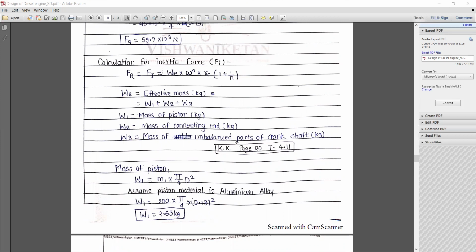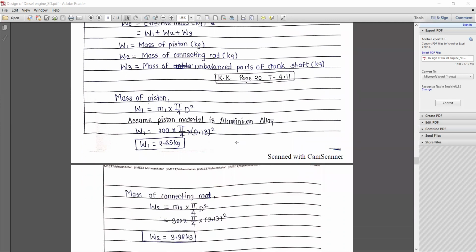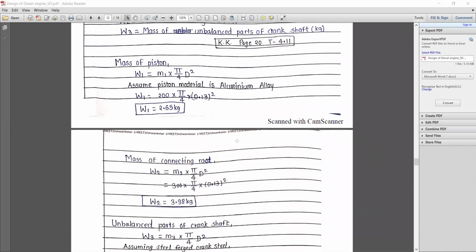where We is the effective mass in kg, which is the summation of W1, W2, W3. W1 is the mass of piston, W2 is the mass of connecting rod, and W3 is the mass of unbalanced part of the crankshaft, all in kg. First of all, calculating W1, the mass of piston, referring to Kale Khandagre, page number 20, table number 4.11. W1 is equal to M1 into pi by 4 D square. Initially, assume the piston material is aluminum alloy. So W1 is equal to 200 into pi by 4 into 0.13 square. So W1 is equal to 2.65 kg.